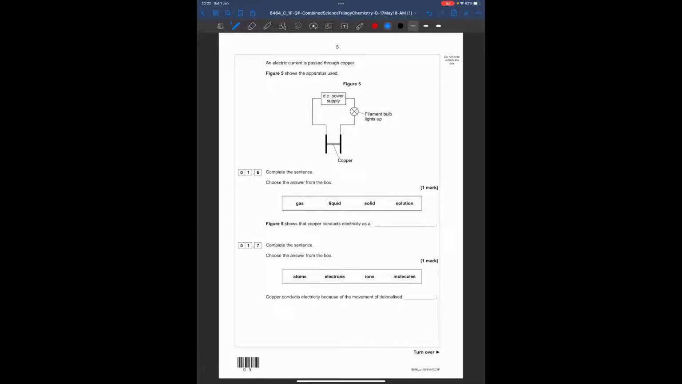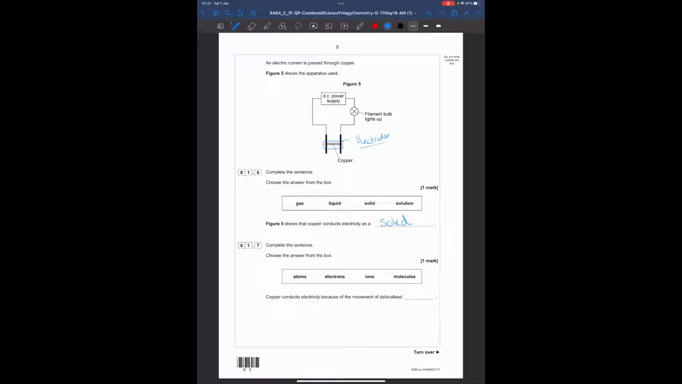An electric current is passed through copper. Figure 5 shows the apparatus used. So you've got a power supply, you've got a bulb, you've got 2 electrodes, and they are joined by a piece of copper. Complete the answer from the box below. So you've got gas, liquid, solid, and solution. Figure 5 shows that copper conducts electricity as one of those words. And we can see from the diagram, you've got a solid piece of metal between the electrodes, so therefore the answer is just solid.